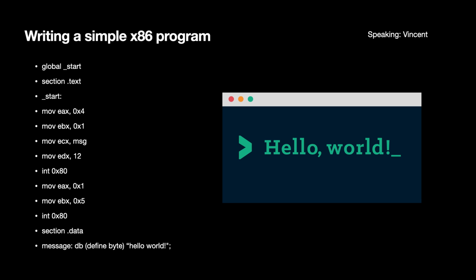Finally, we push 1 into EAX, which is the syscall number for exit, and we push 5 into EBX since we want to exit with status code 5. And then we call 0x80 to execute. In the data section, we store the message hello world, which will be printed by the program.